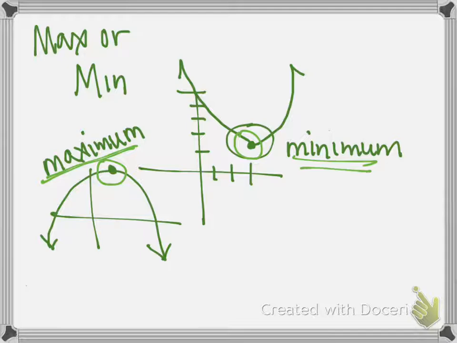Another feature of graphs is that they have a maximum or a minimum value. We've already talked about this. This is always the vertex. If the graph opens down, then the graph has a high point or a maximum. If the graph opens up, then the graph has a minimum or a low point.